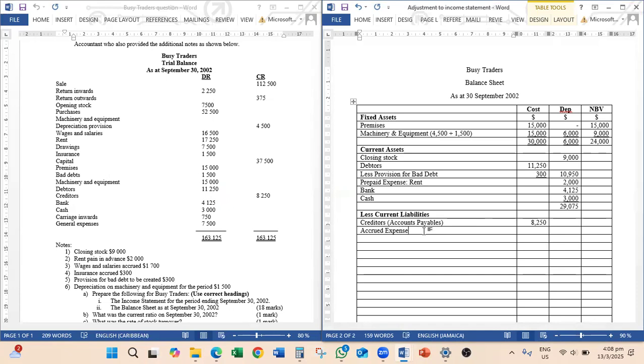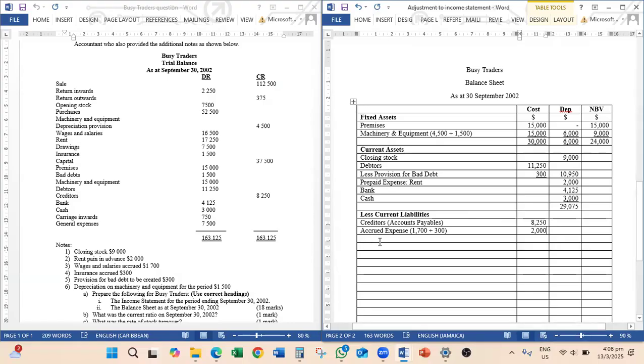Now we have two accrued expenses. Wages and salaries, that's what? 1,700, plus insurance. And the insurance amount is what? 300. Right. So that would give us a total of what? 2,000. Very good. We don't have any other accrued expense.